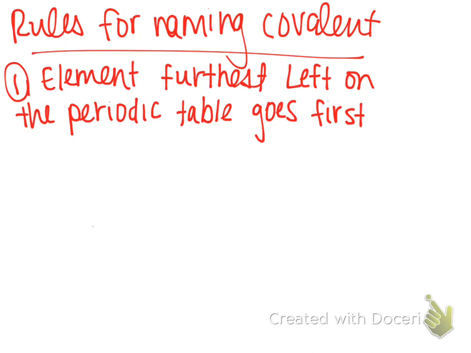If I wanted to form a covalent compound between chlorine and phosphorus, which of those would go first in my name? Phosphorus would go first. It's furthest to the left on the periodic table. Just like it worked with ionic compounds, where our metal, or our cation, always came first. We always work left to right, so it's the same thing with covalent compounds. Furthest to the left goes first.